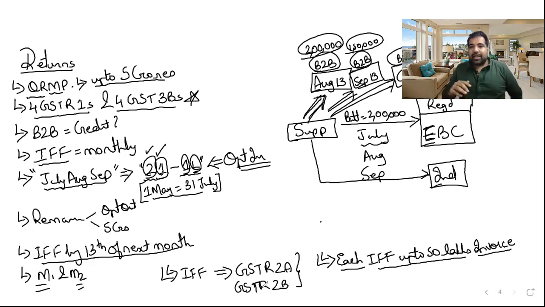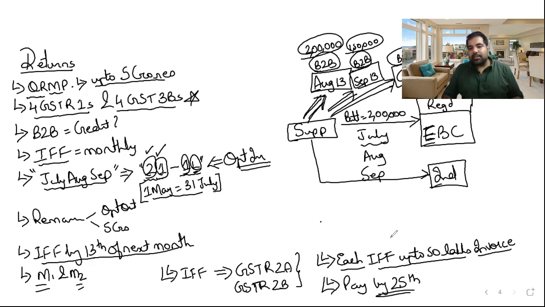So if it's July's IFF, you pay by August 25th. If it's August's IFF, you pay by September 25th. So you have to file by 13th, so the government should know that this guy has bought goods from you. File by 13th and pay by 25th.